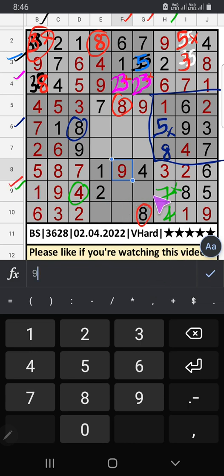9th row, only two numbers are remaining, 3 and 6. Column F we have 6. So 6 can't come in this cell. 6 is confirmed here. Then 3 is here. Since 3 is here, so 3 can't come in this cell. 3 is confirmed here. Then 2 is here.